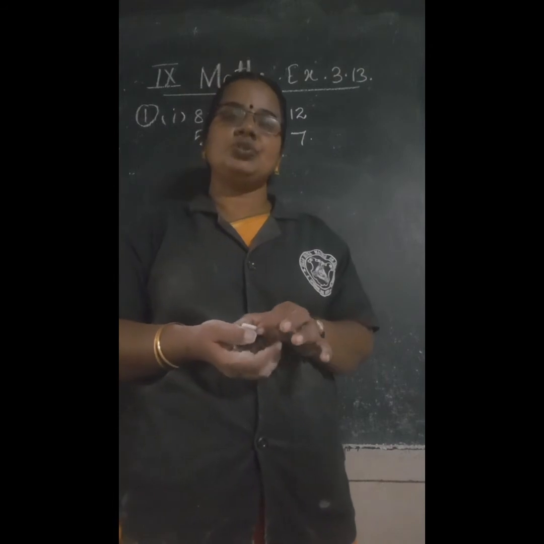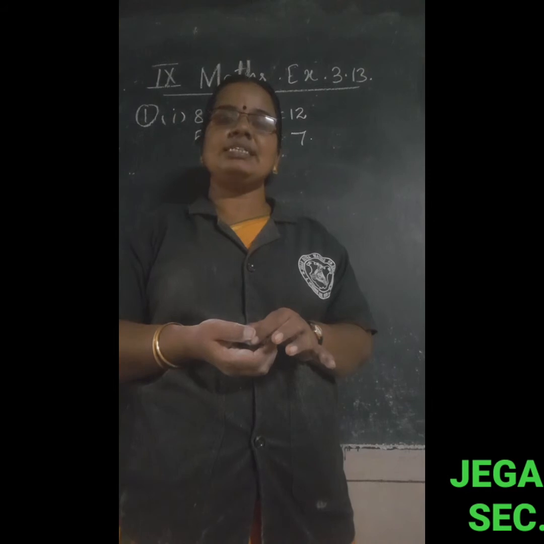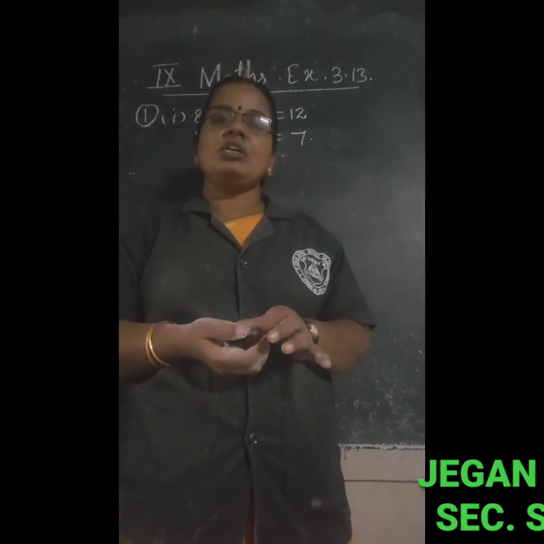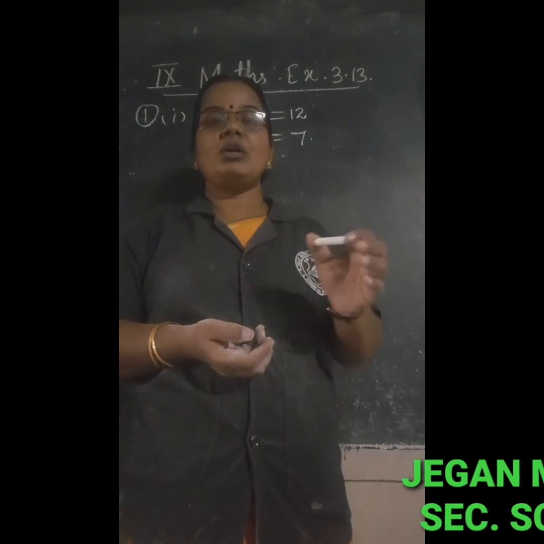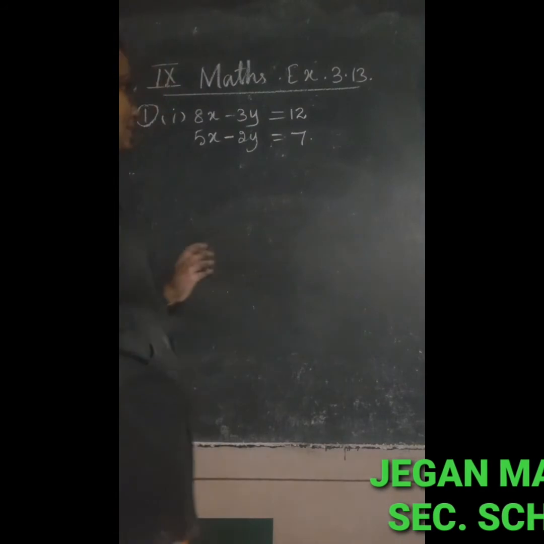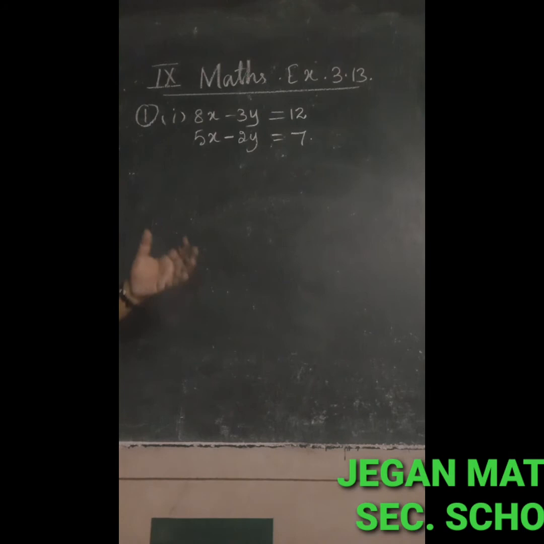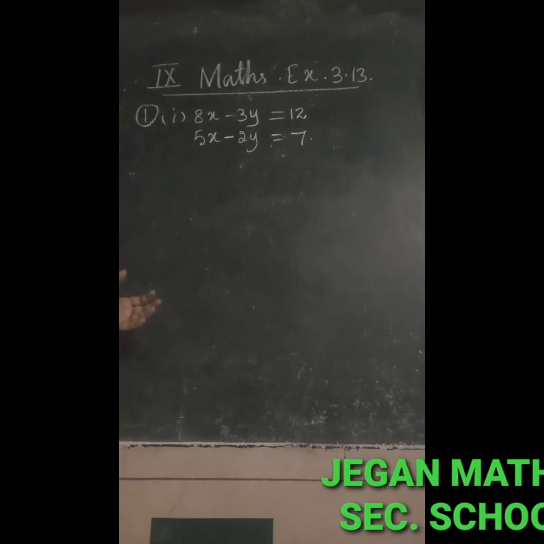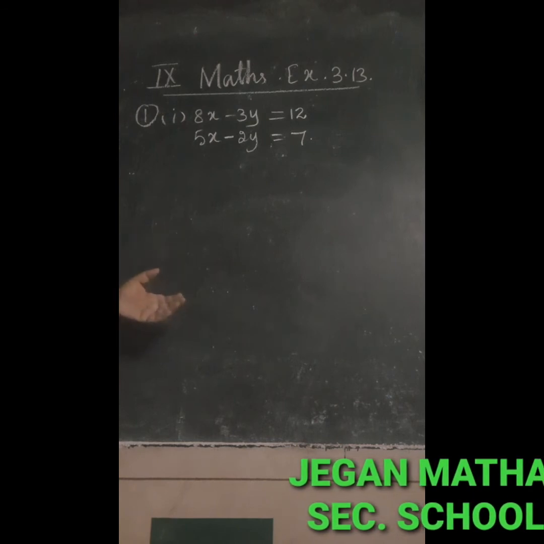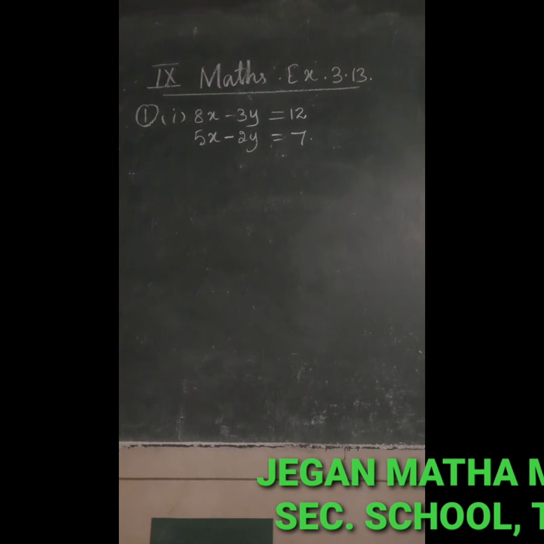Hello students, today we are going to see 9th standard maths chapter 3 exercise 3.13 first question, that is solve the equation by cross multiplication method. Solve the equation by cross multiplication method. So far we have learned in the previous exercise the elimination method and the substitution method. Now we are going to see how to solve this equation by cross multiplication method.